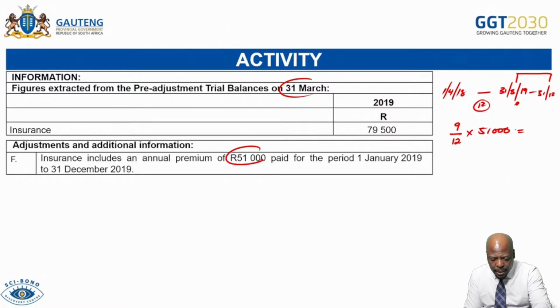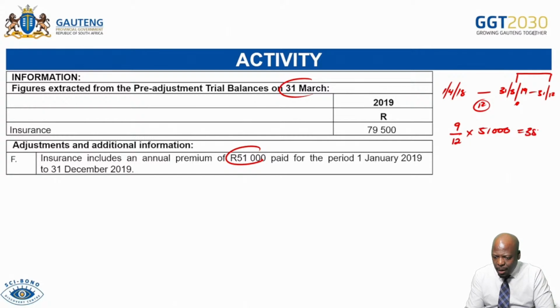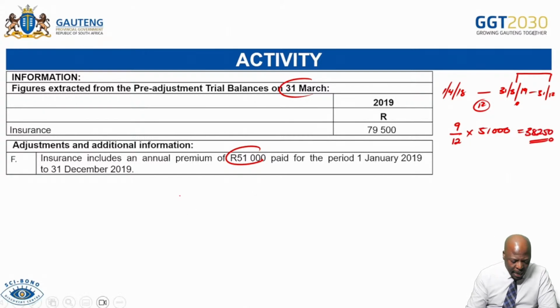How much are we going to get? Let's see if we can get a calculator. And then we're now going to say it is 9 over 12, multiplied by 51,000. And that is going to give us 38,250. What is that? That is the prepaid expense.